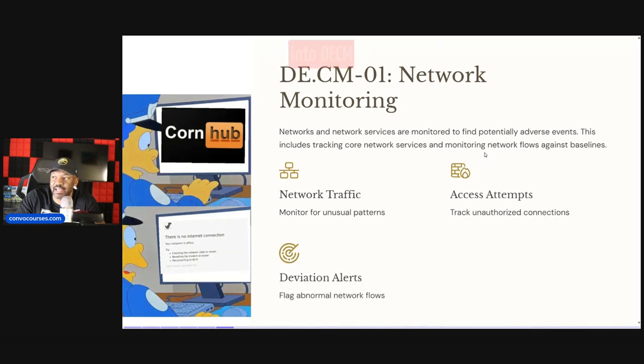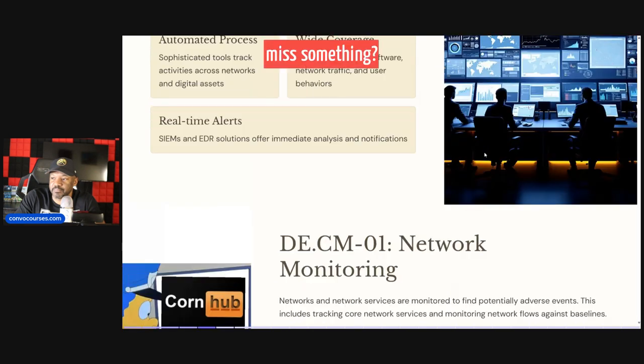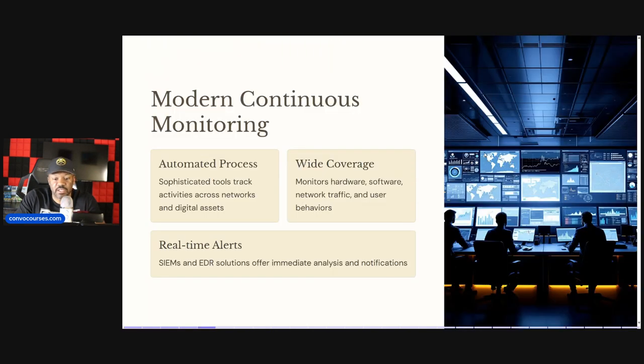So let's just get right into DE.CM. So this is network monitoring. Going back here, this is addressing continuous monitoring, and it covers automating your process, having wide coverage, and then doing real-time alerts with things like a SIEM, or a Security Information and Event Manager.